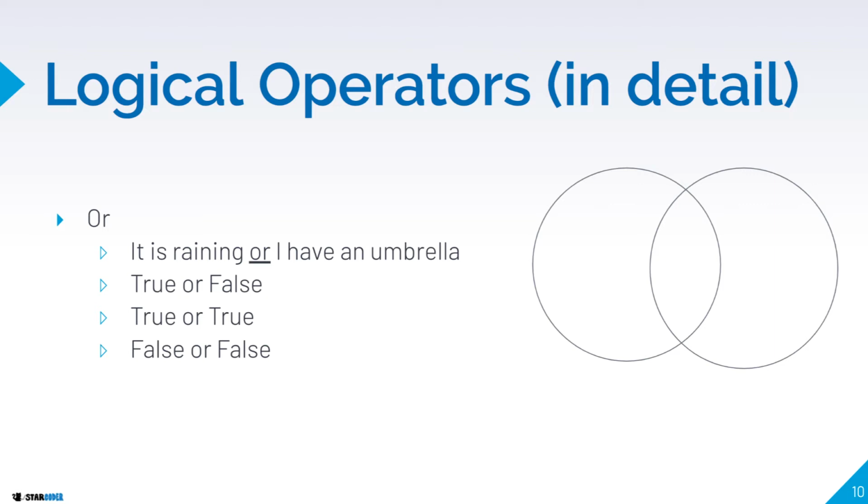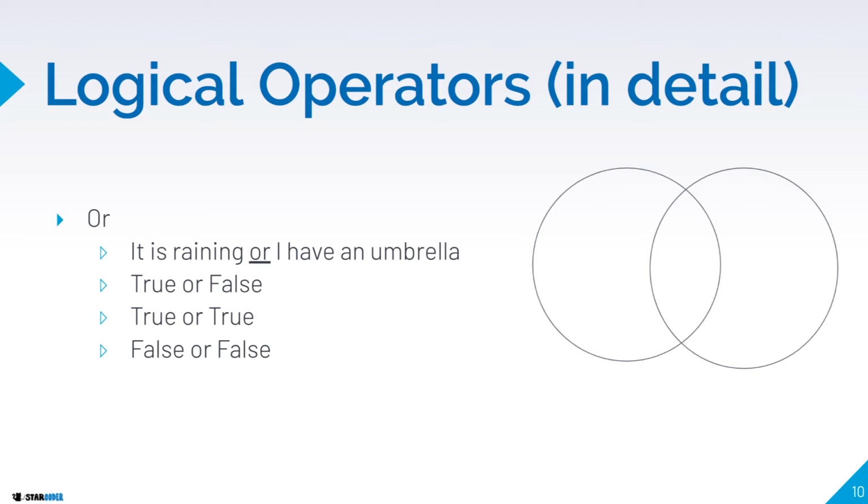If either one of these is true, then the entire expression is true. So, if it is raining and I don't have an umbrella, again, it would be true or false because it is true that it is raining and it is false that I do have an umbrella. So, the value of this expression would be true or false.